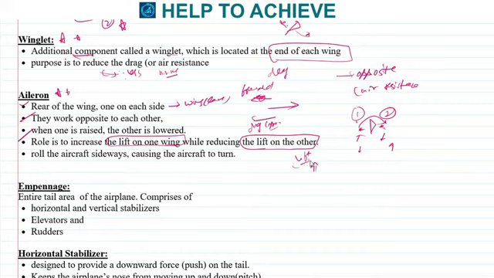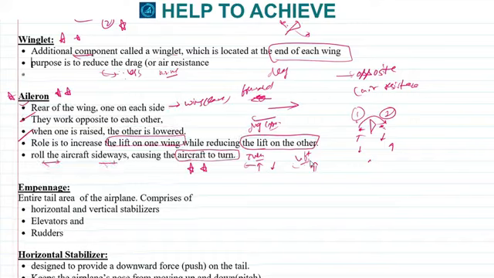Okay, so this will help the aircraft to roll sideways, causing the aircraft to turn. Because of this lift, increasing on one side and decreasing on the other, it will help the aircraft to turn. So one major functionality of the aileron is to make the aircraft turn. So this you have to remember.